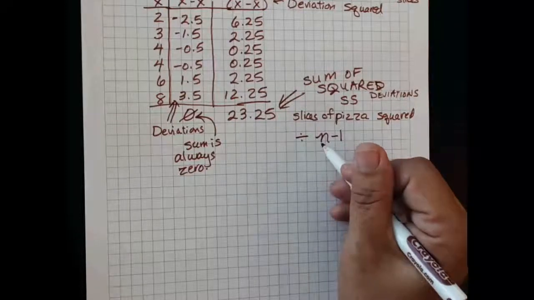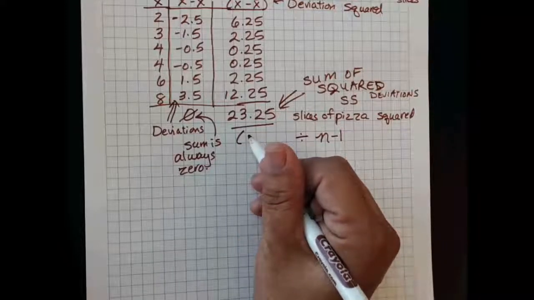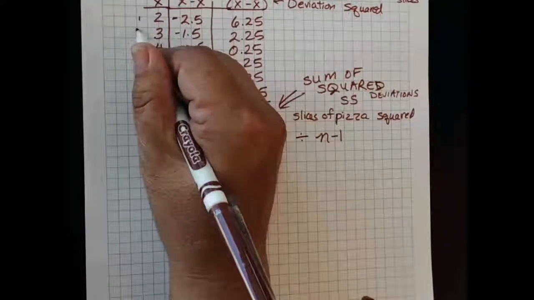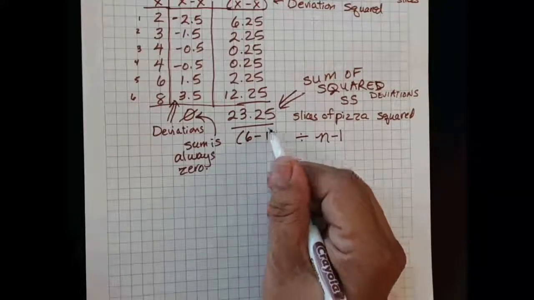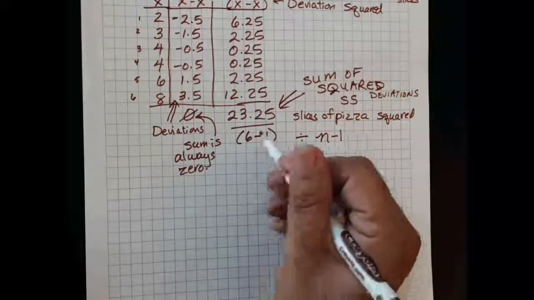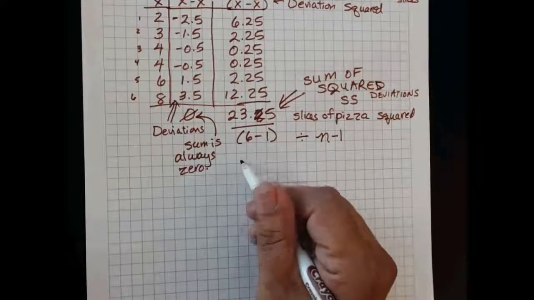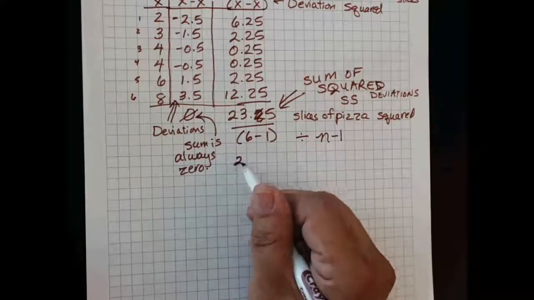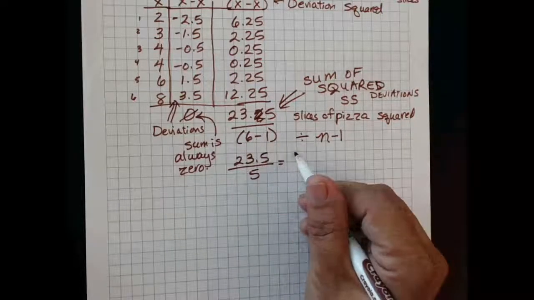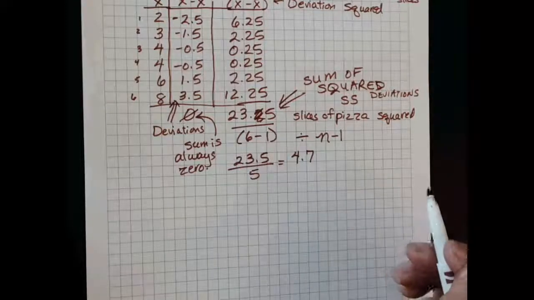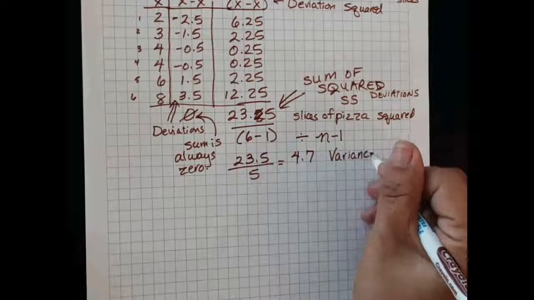we actually use n-1. So what I'm going to do is divide this by, my sample size is 6, because I have 1, 2, 3, 4, 5, 6 points. 6 minus 1. So 23.5. Why did I write 23.25? I don't know. All right. Apparently I'm better at squaring than adding. So 23.5 divided by 5 is 4.7. All right? We call this variance, and it is a measure of spread.